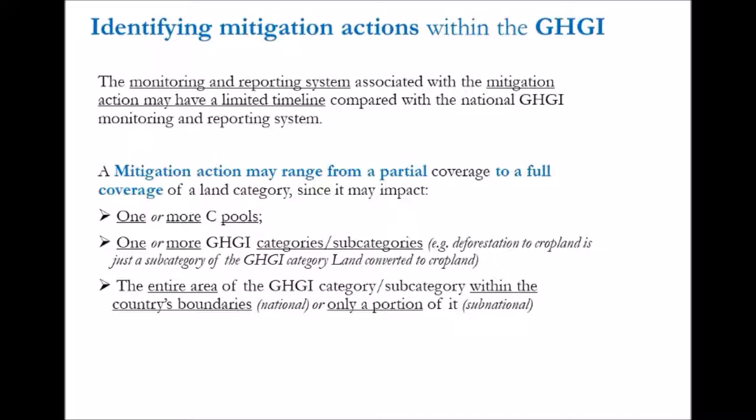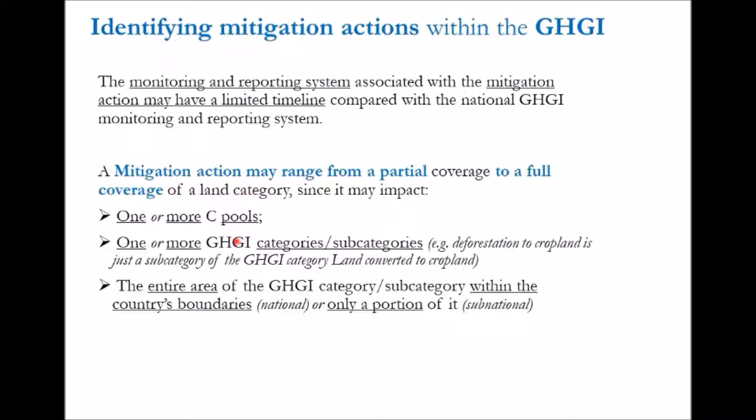A mitigation action may cover a single pool or more pools, and can cover a single category or subcategory of the greenhouse gas inventory, or more categories. Now we are discussing the land sector. The land sector area is the terrestrial carbon stock across the national area. So the entire area of the greenhouse gas inventory category or subcategory can be impacted by the mitigation action, or only a single portion of it.